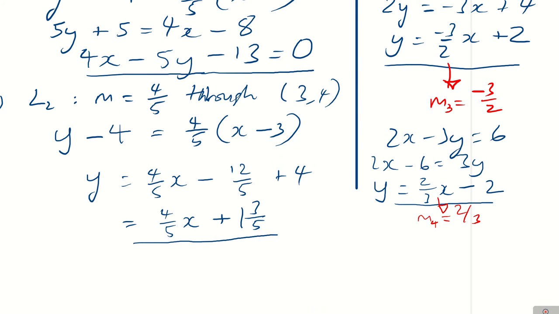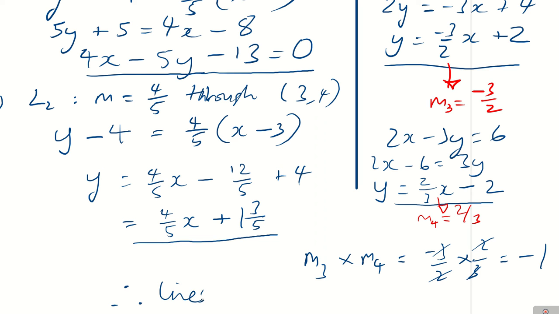Now all we have to do is work out what m3 times m4 is. So m3 times m4 equals minus 3 over 2 times 2/3, which of course is going to equal -1. And we can say therefore the lines are perpendicular.